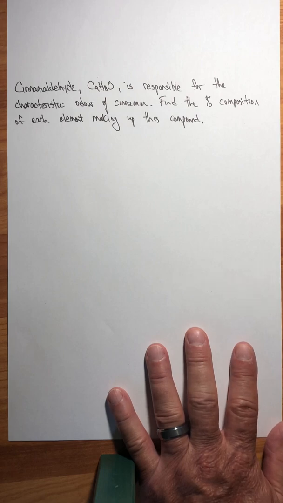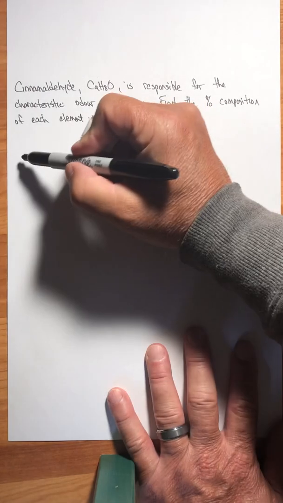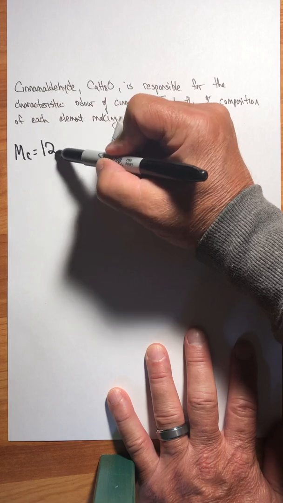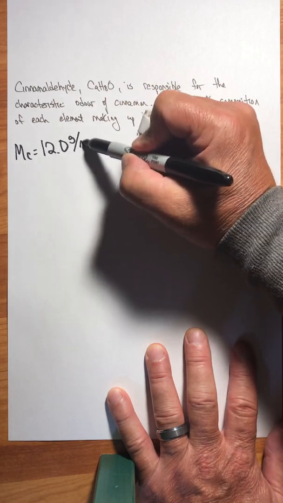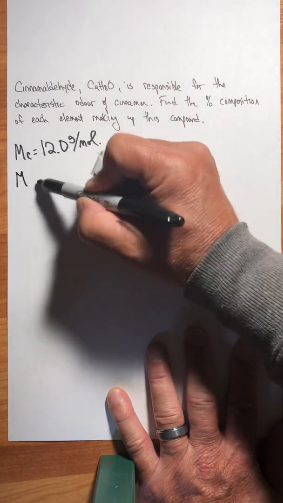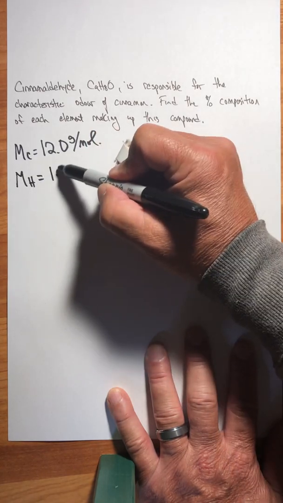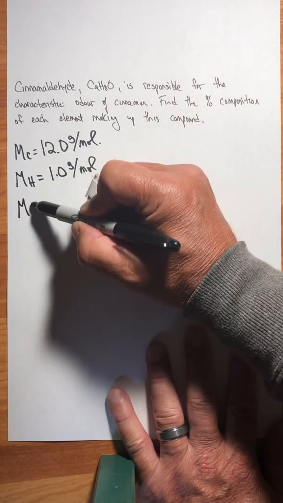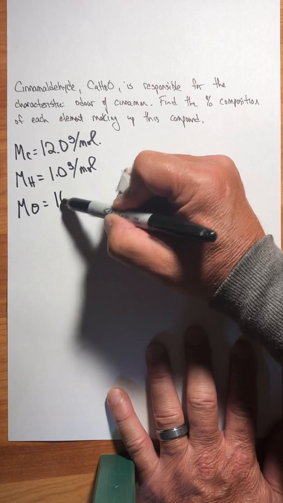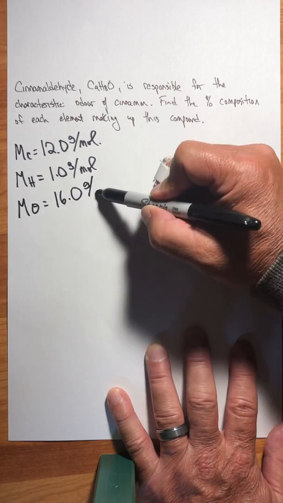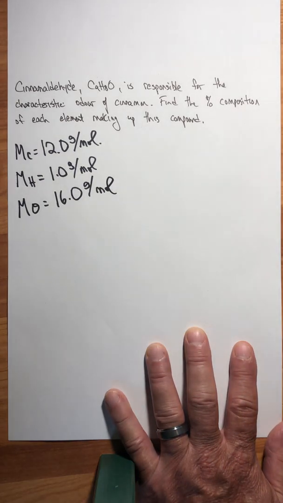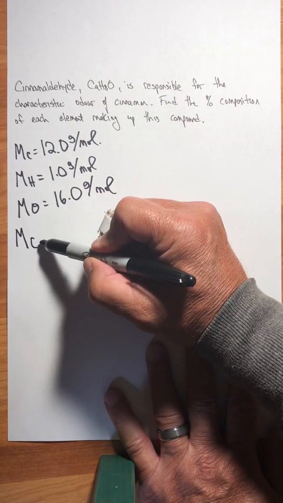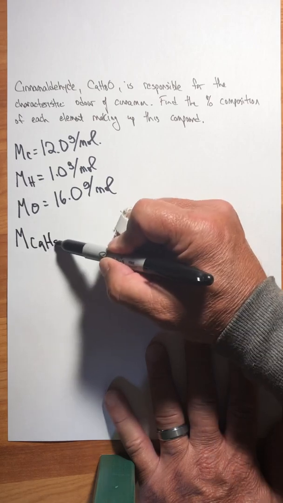And again, one of these things, you pause the video as you see necessary to run through this as well, okay? So the first thing we're going to do is we're going to write down all of our givens. So we know by looking on a periodic table, the molar mass of carbon is 12.0 grams per mole. Molar mass of hydrogen, 1.0 grams per mole. We know the molar mass of oxygen is 16 grams per mole. We get those just by looking on the periodic table. And we also have to figure out the molar mass of cinnamon aldehyde.